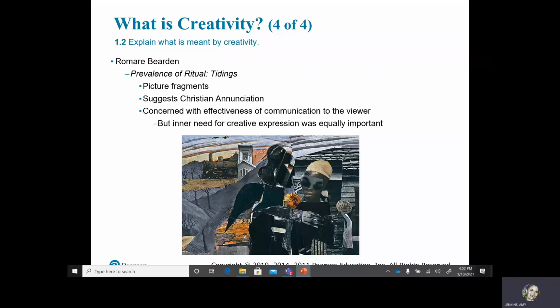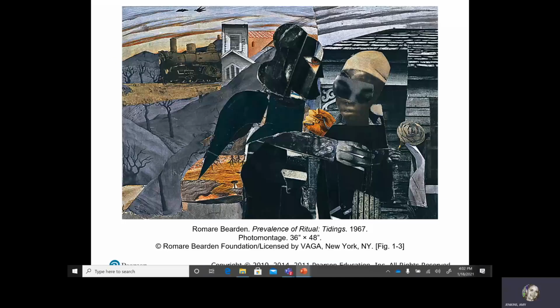It's concerned with effectiveness of communication to the viewer, but an inner need for creative expression was equally important in the creation of this work. Here's a bigger image. You can see the fragments of photos, magazine imagery. It was created in 1967.